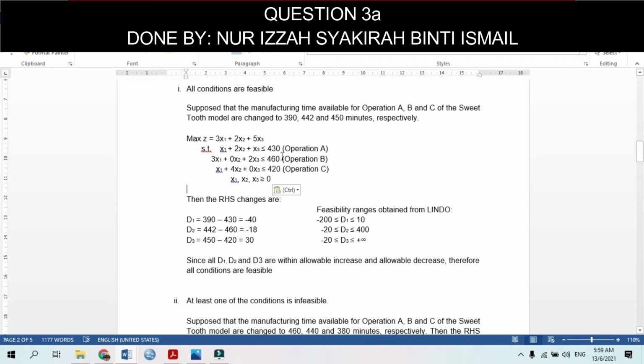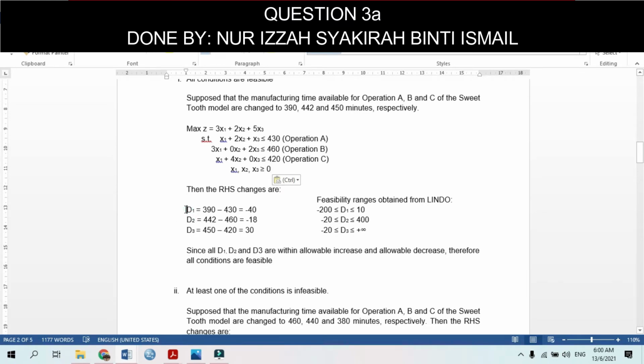Here we can see that the right-hand side of the first constraint is changed from 430 to 390, the second right-hand side is changed from 460 to 442, and the right-hand side of the third constraint is changed from 420 to 450.